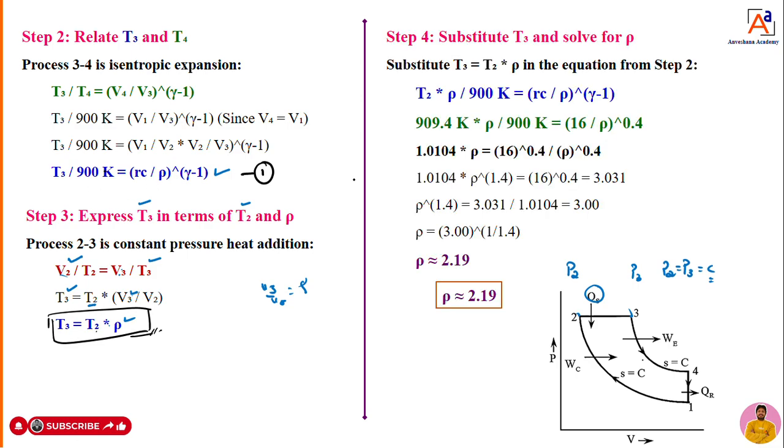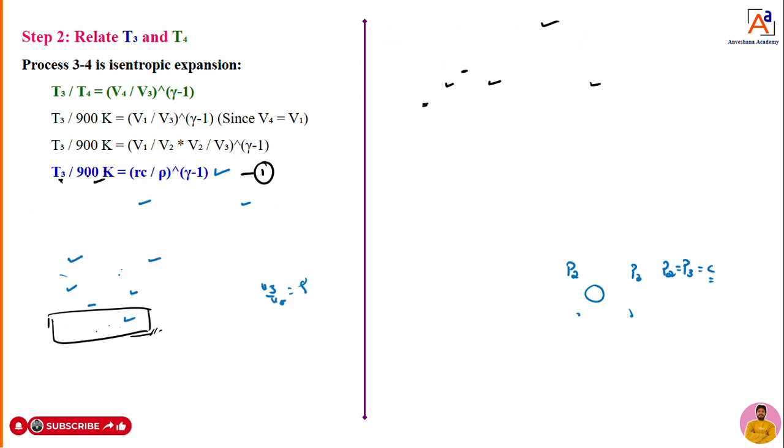Then what happens now? You can see here, dear students, substitute that T3 in equation number 1. Wherever T3 is there, I will substitute T3 is equal to T2 into rho. So T2 into rho divided by 900 Kelvin is equal to rc divided by rho, in bracket, to the power of gamma minus 1. So what is T2? That is very important. T2 we have calculated somewhere else in the previous step. Just a minute.